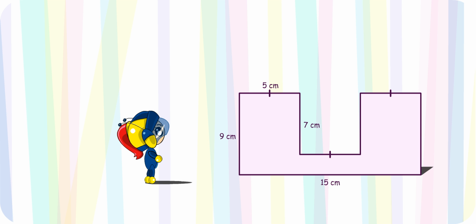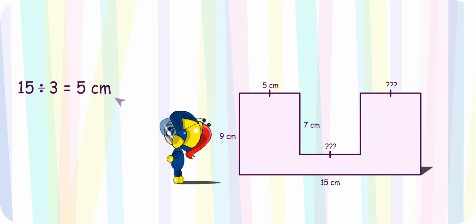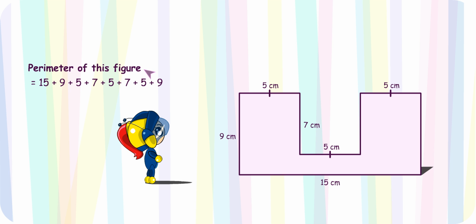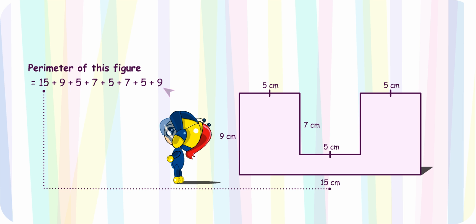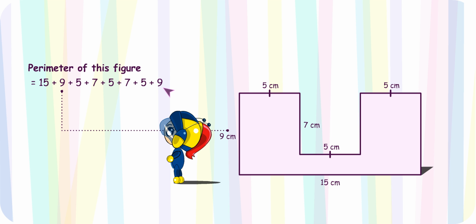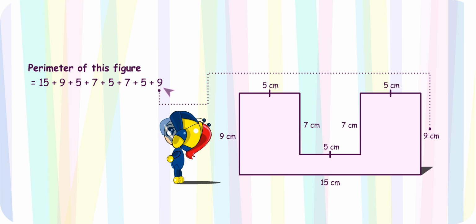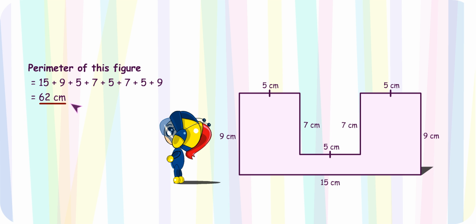First, find all the unknown sides. Then add all the sides to find the perimeter. The 3 shorter horizontal sides are equal in length. Each side is 15 centimeters divided by 3, which is 5 centimeters. So the perimeter is 15 centimeters plus 9 centimeters plus 5 centimeters plus 7 centimeters plus 5 centimeters plus 7 centimeters plus 5 centimeters plus 9 centimeters, which is 62 centimeters.